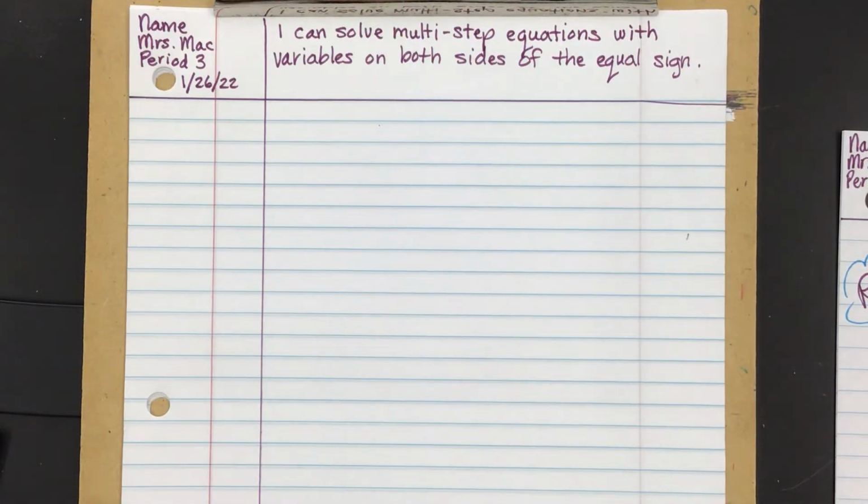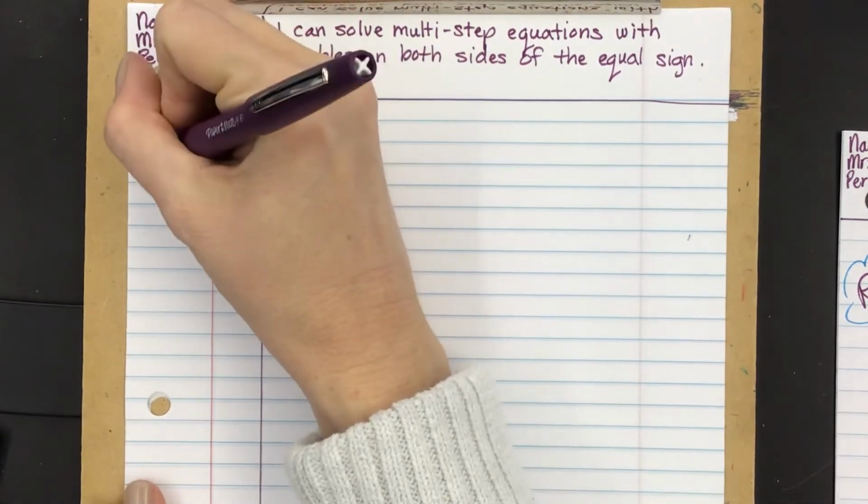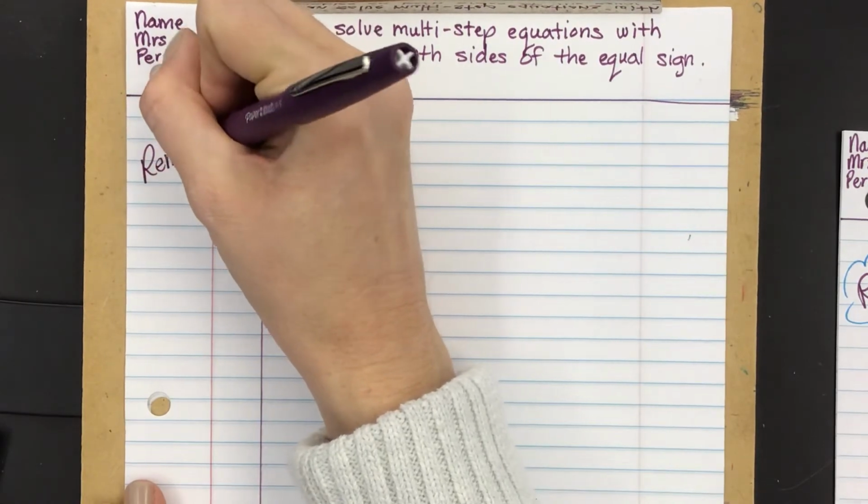Okay, so today we're gonna figure out what to do when we have variables on both sides of the equal sign. So I want to start out with a rule that we're familiar with, but is going to be important for today. So this is a reminder.